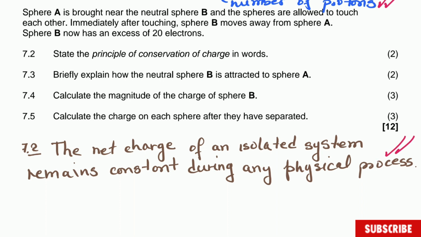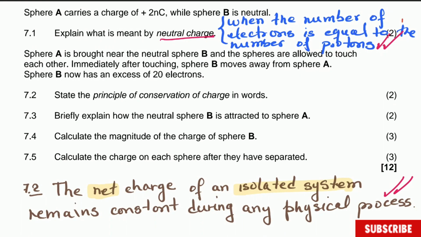We cannot change it. However, there are very important words that cannot be missed. One of them is isolated system, so the system must be isolated. The other one is the word net. The word net is quite important. If you miss the word net, you may not get the 2 marks. So those are important things to know about this specific principle.